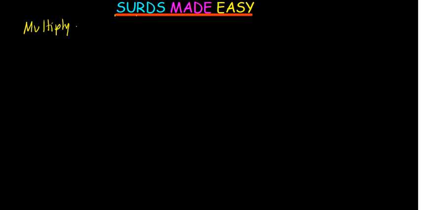So how do we multiply surds? Now the multiplication of surds is nice. You can even multiply those which have not the same things inside, like the root of a multiplied by the root of b. So just get what is inside and then multiply them. So this is going to be the root of ab. That's how you multiply.